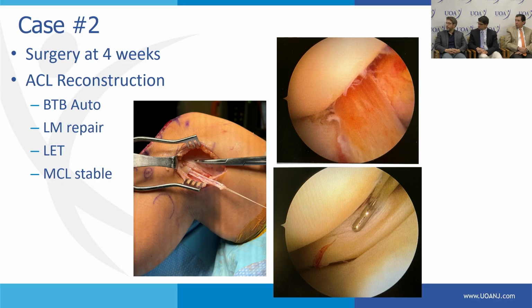Thinking about the factors that would push me towards doing an LET, in a case like this, family history would also come into play. In my hands, usually I'm thinking about LETs in revision work. So if they failed an ACL once, for a variety of reasons, I'm going to make sure that they don't fail again. So LET is pretty much standard now in all my revisions. And we worry about those athletes that are at high risk, like young females involved in cutting sports. Those are the ones that we potentially consider LETs for.